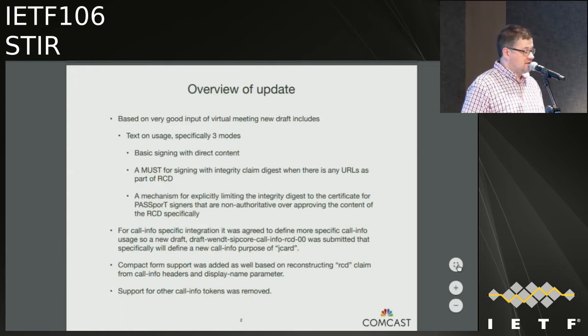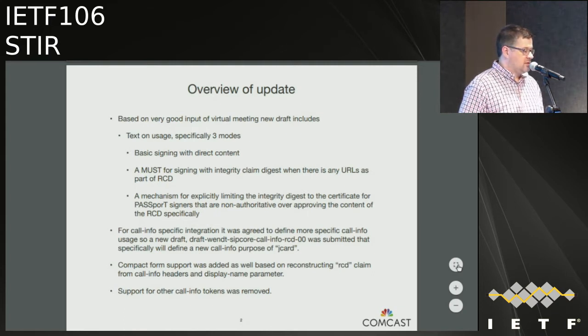I also gave some details about compact form, explicitly using this call info JCard. And then also a display name for the name claim that's in RCD. And I removed, as we discussed, the other call info tokens because we just wanted to focus on JCard and keep it simple there as well. And that's the major changes. I don't know if there's any questions or comments about that.